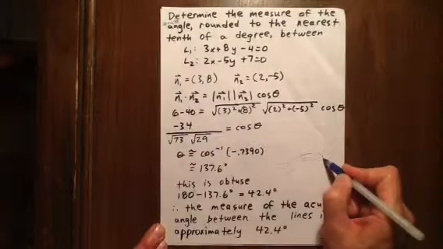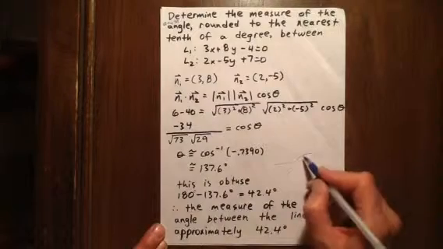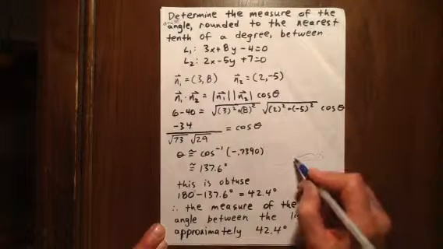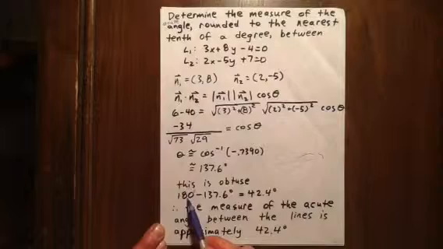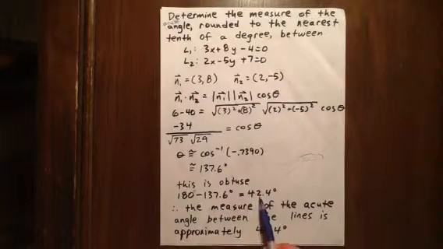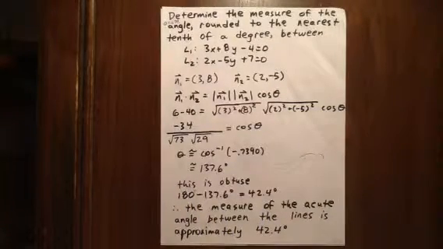Well, there's this angle also. That's the acute one. And it's 180 minus this number. 180 degrees minus 137.6 is 42.4. So therefore, the measure of the acute angle between the lines is approximately 42.4 degrees.